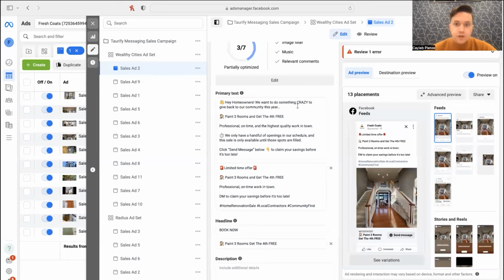Hey homeowners, we want to do something crazy to give back to our community this year. Paint 3 rooms and get the 4th free. Professional, on time, and the highest quality work in town.